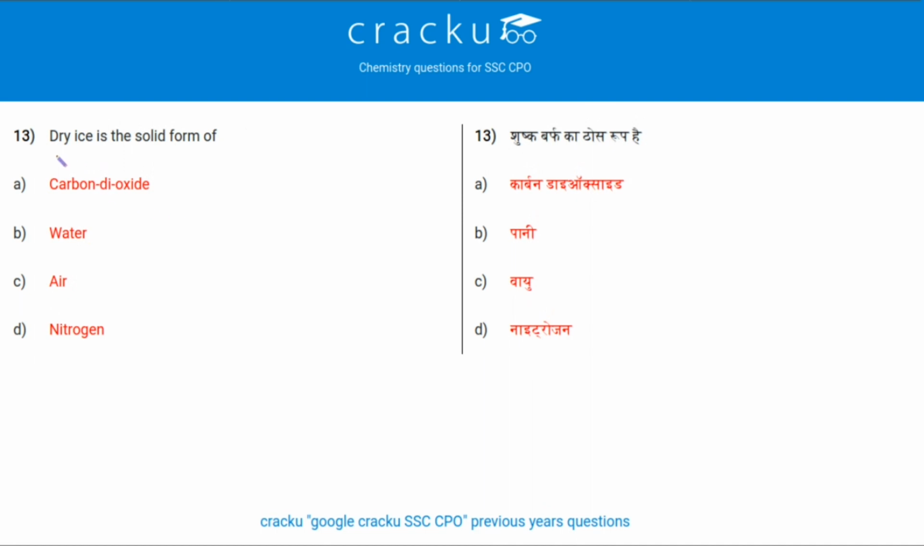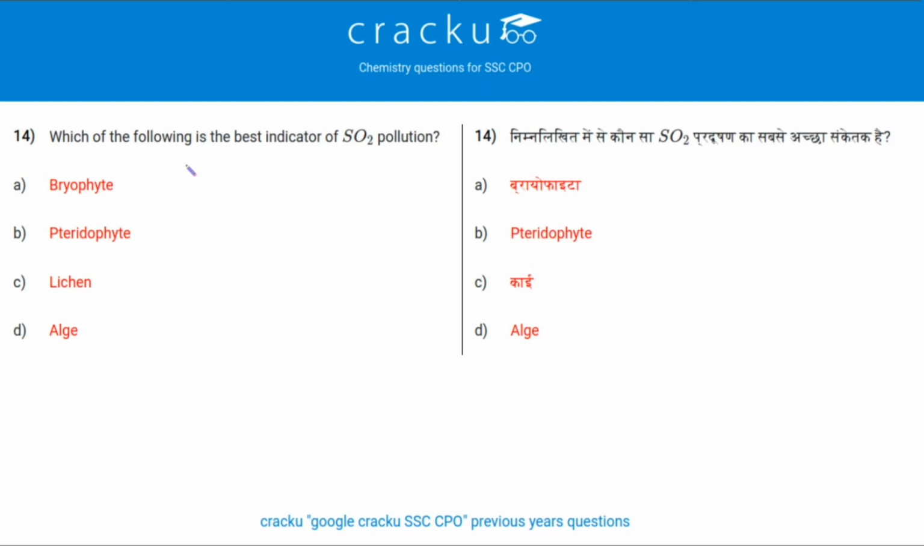Dry ice, as I said earlier, is the solid form of carbon dioxide. Next question. Which of the following is the best indicator of SO2 pollution? So the answer to this question is lichens.